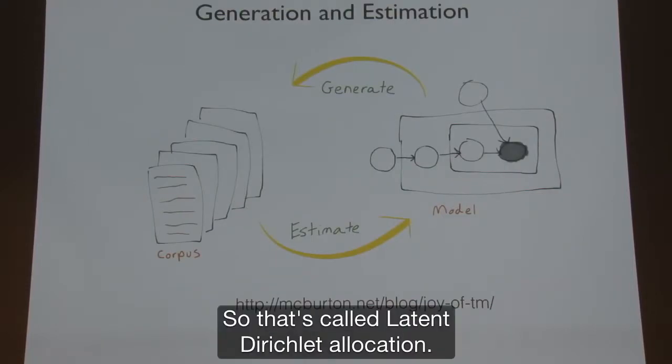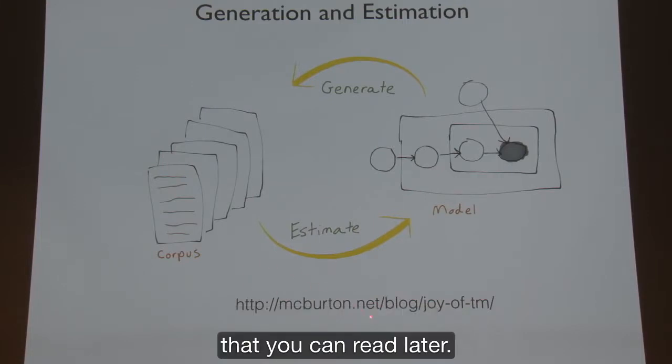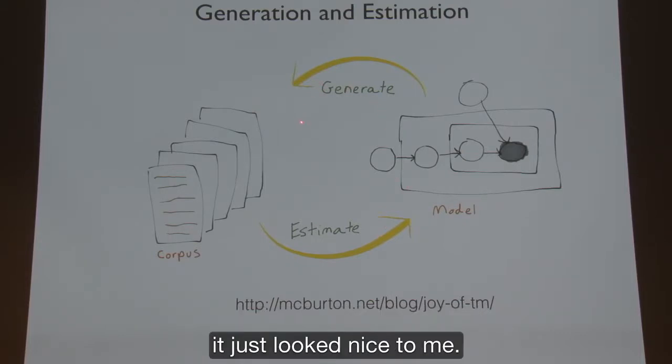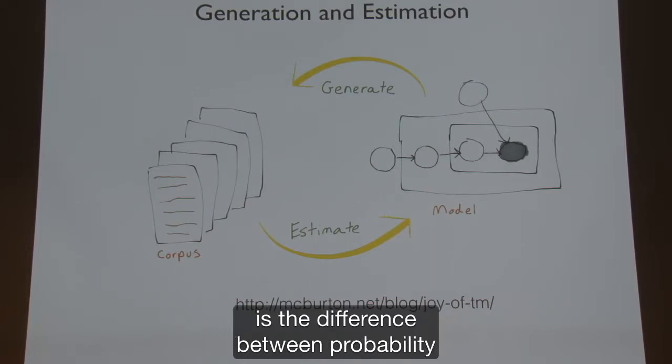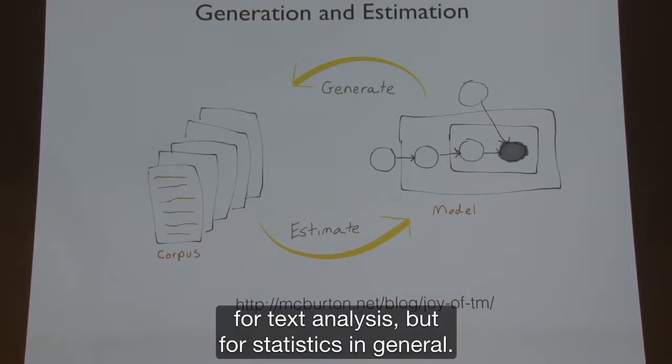All right, so this is called latent Dirichlet allocation, and there's a very nice exposition of it that you can read later. I took this picture from there because it just looked nice to me. But let me explain this. This picture, in a nutshell, is the difference between probability and statistical inference. So it's actually a very fundamental picture for text analysis, but for statistics in general.